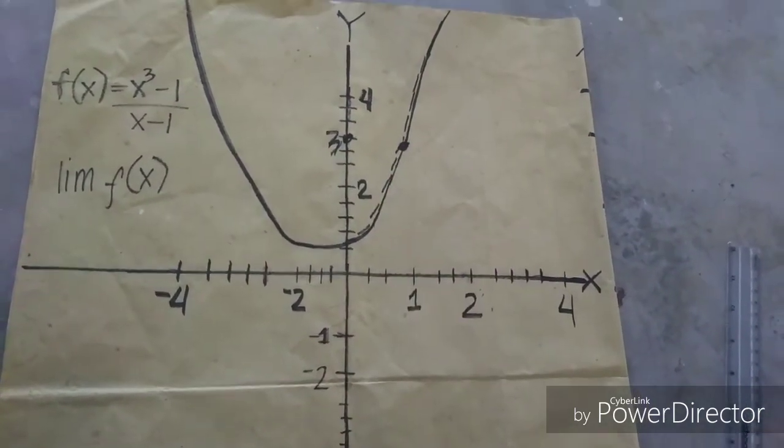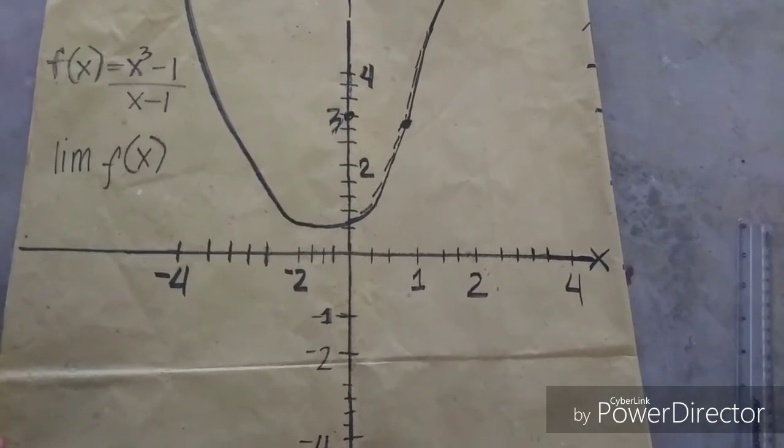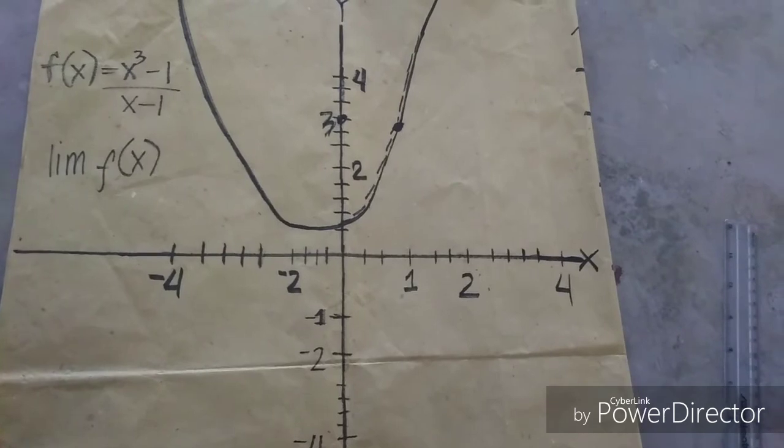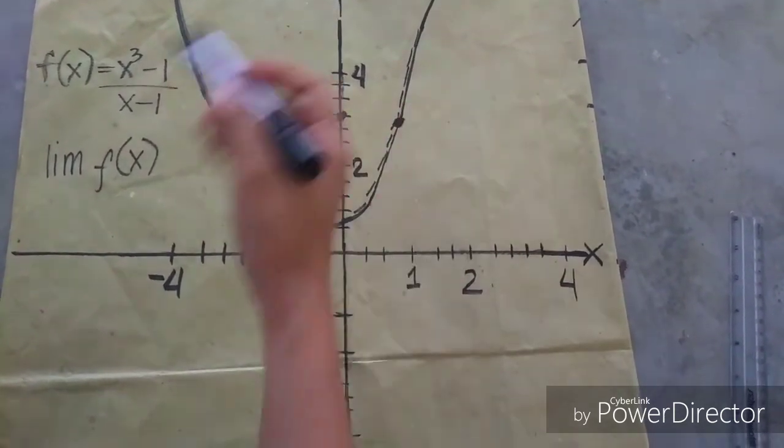So we see how we can evaluate a limit either by looking at the table of values, or we can look at it graphically. That will be all, guys.